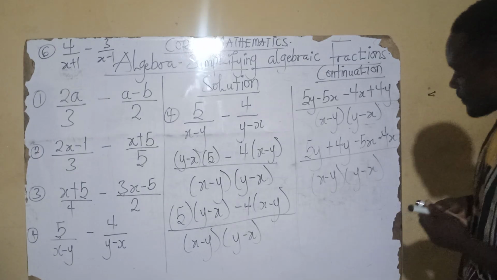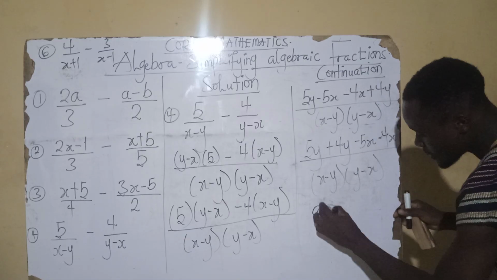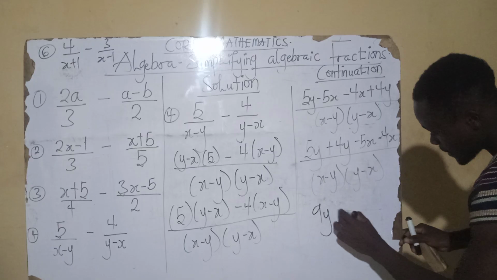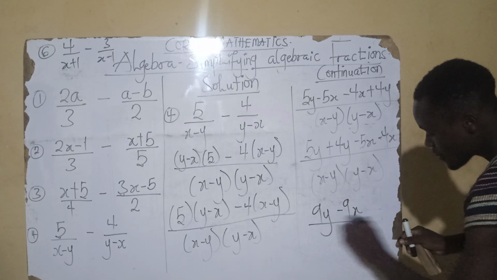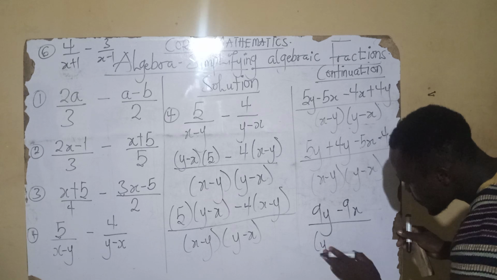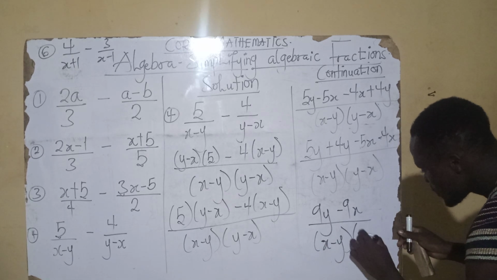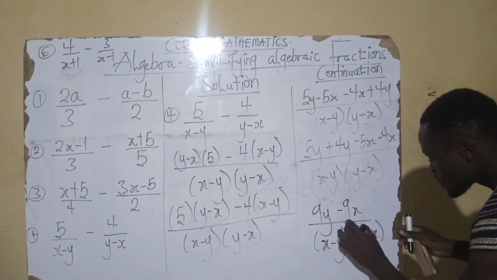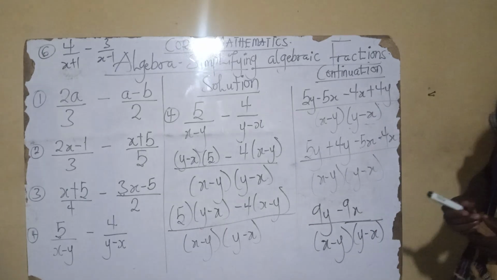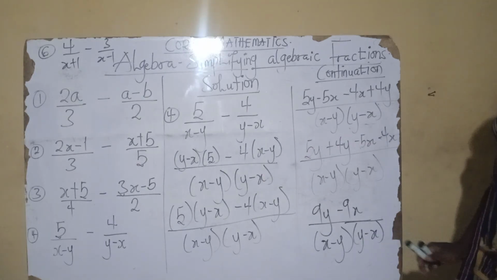Let's continue with y. So here I have positive 5y plus 4y. I'm getting 9y, and negative 5x minus 4x. I'm getting negative 9x all over x minus y, y minus x. Are we good? Very good. So let's continue with the process. So from here we continue to the other side because we are not done. Very good.